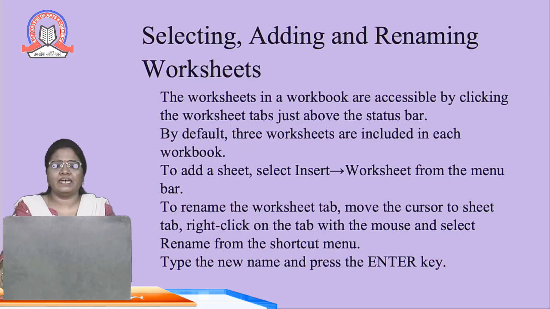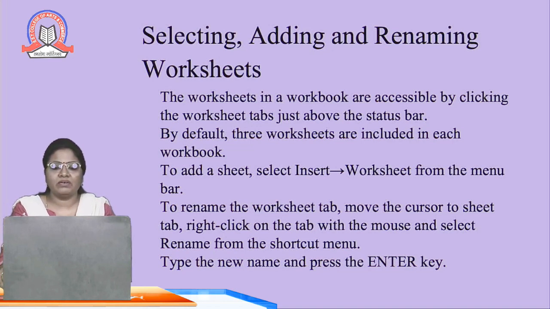Selecting, adding and renaming worksheets are the following steps we want to follow. The worksheets in your workbook are accessible by clicking the worksheet tabs just above the status bar. By default, three worksheets are included in a workbook. To add a sheet, select Insert Worksheet from the menu bar. Otherwise, we can click the plus button before Sheet 1 to add a new sheet.